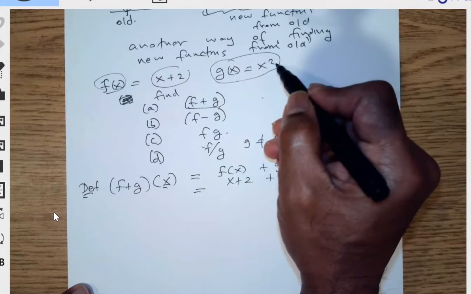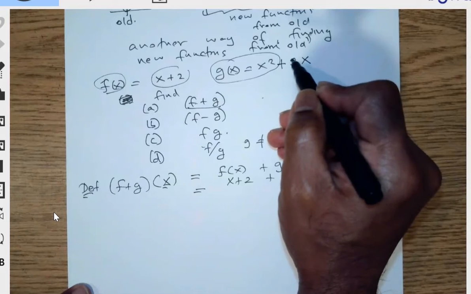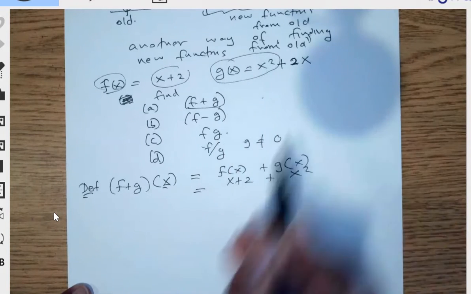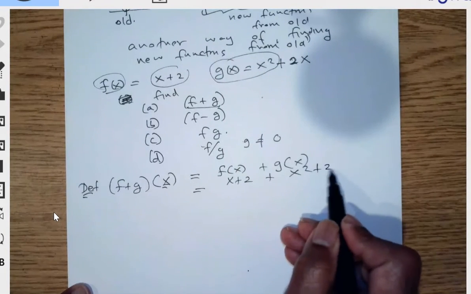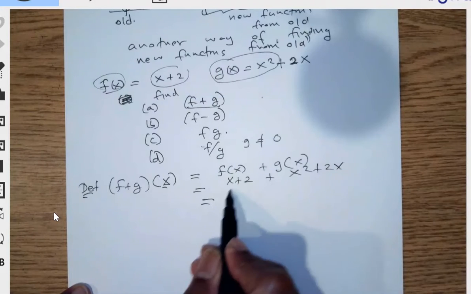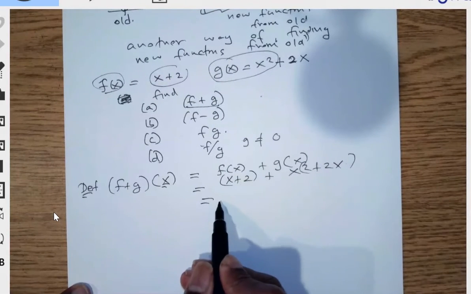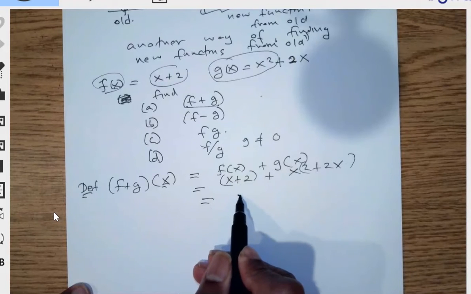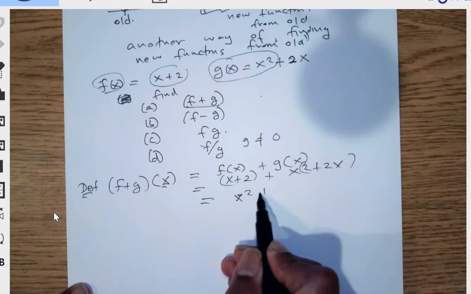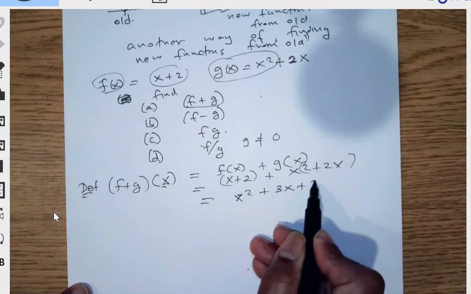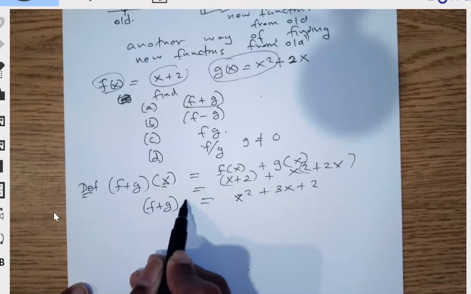Let me just add something to this just to make things a little interesting. Let me call my g of x x squared plus 2x. Then g of x will be x squared plus 2x. So then I need to combine the like terms. So adding the f of x and g of x, I have my final answer as x squared plus x squared plus 2x, which is 3x plus 2. So that is your new function f plus g of x.